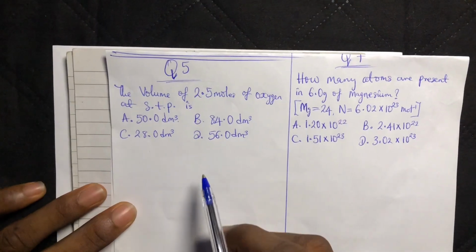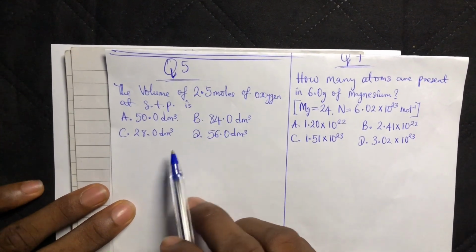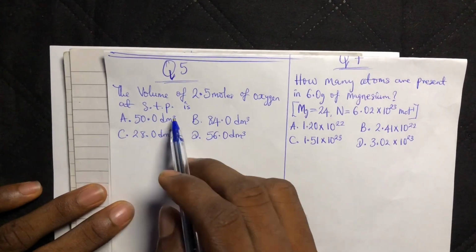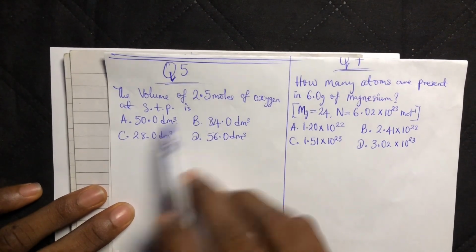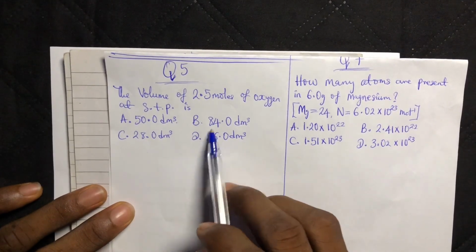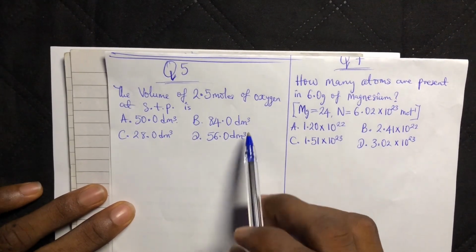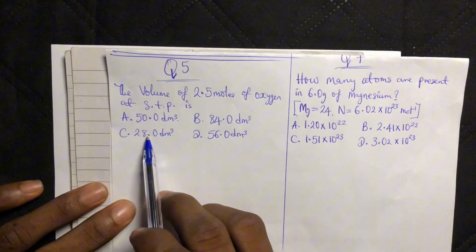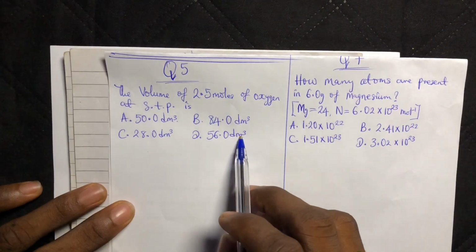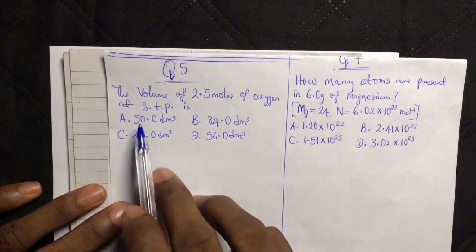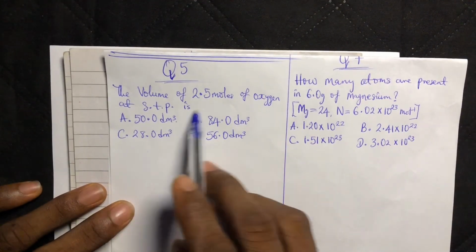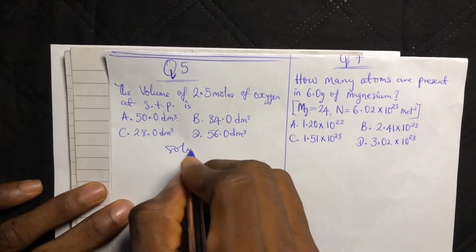Now let's look at question 5. Question 5 says the volume of 2.5 moles of oxygen at STP is what? Now option A is 50.0 dm cube, option B is 84.0 dm cube, option C is 28.0 dm cube, option D is 56.0 dm cube. Now the question says the volume of 2.5 moles of oxygen at STP is what? So we are going to write our solution.